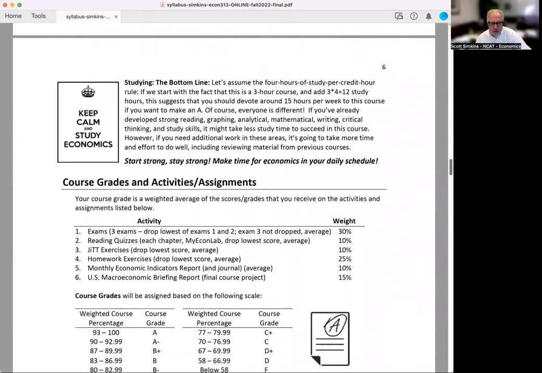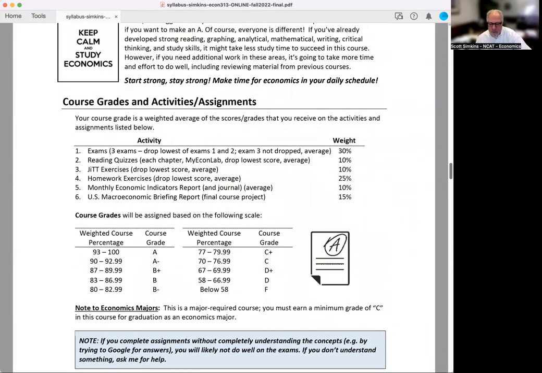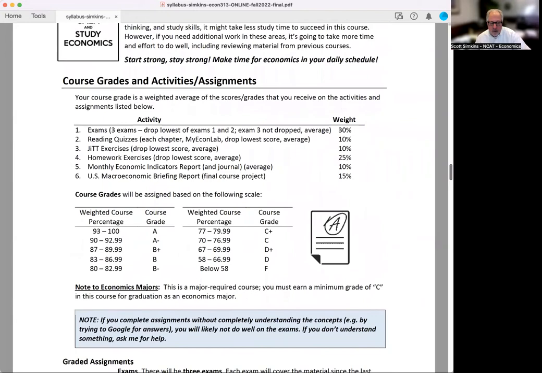Okay, so course grades, everyone wants to know about that. These are the activities in the course and the weights of those activities. You'll notice that for many of them, you're able to drop the lowest score. That's not true for everything. There'll be 3 exams, but exam 3 isn't dropped. We'll talk about that as we get to it, but it's really more of a comprehensive exam at that point.